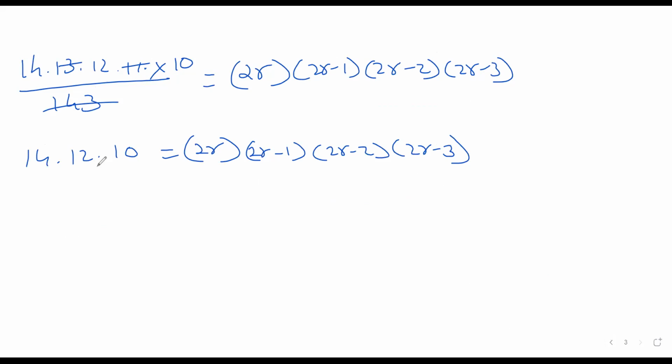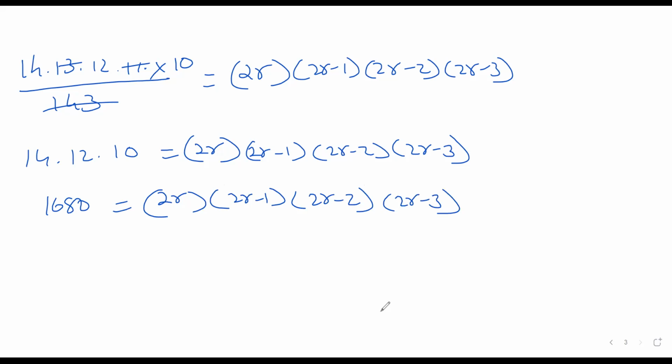These are three consecutive numbers. These are only two. Let us multiply 14 into 12 into 10. It is 1680 is equal to 2r, 2r minus 1, 2r minus 2, 2r minus 3. We have to find out the consecutive numbers whose multiplication is 1680. That is, four such consecutive numbers.